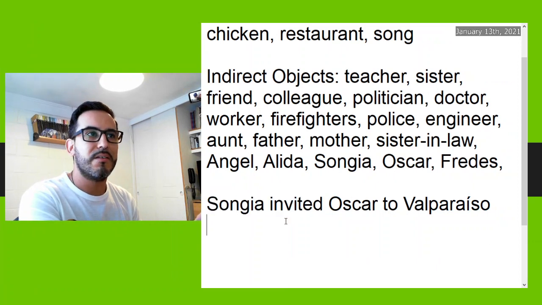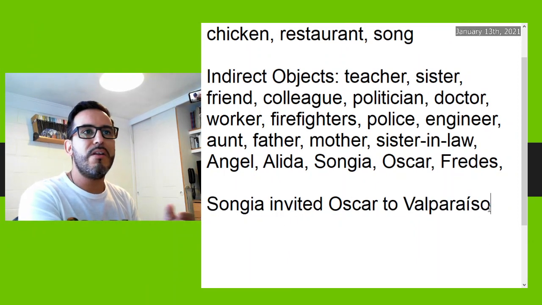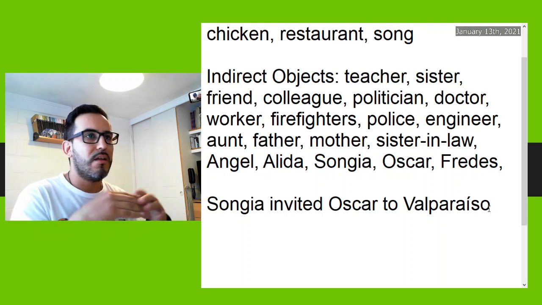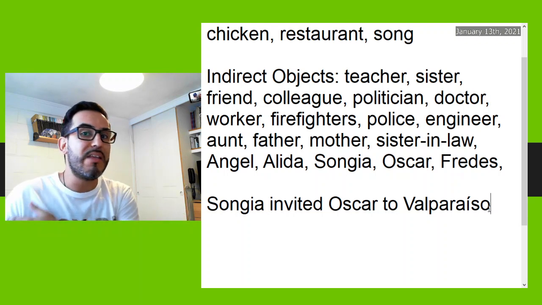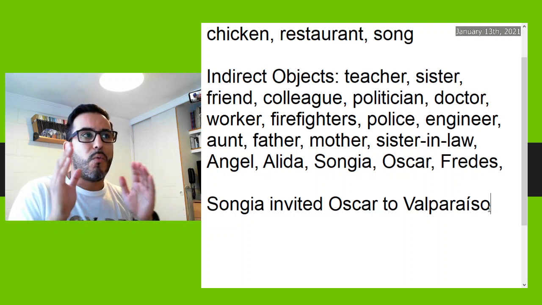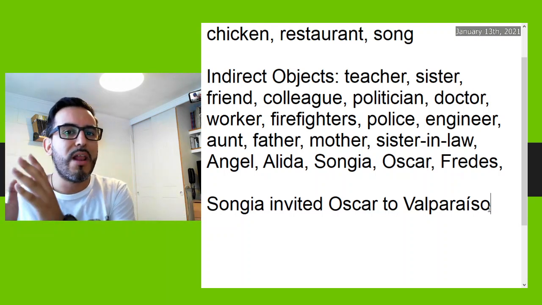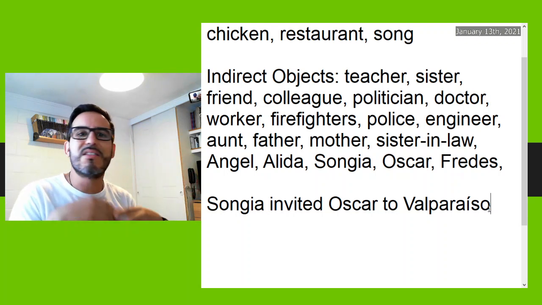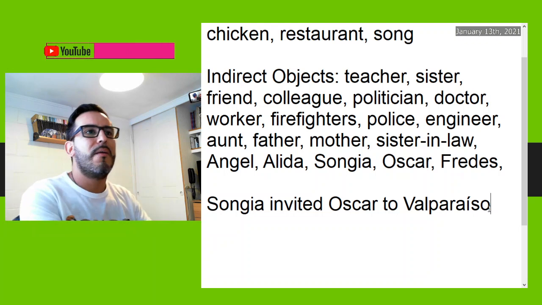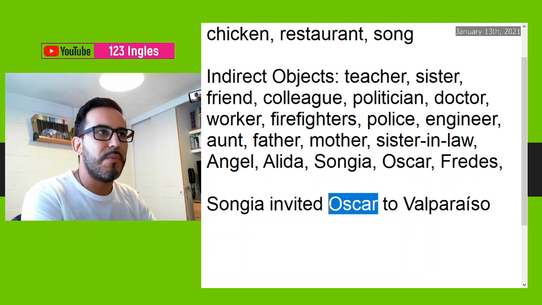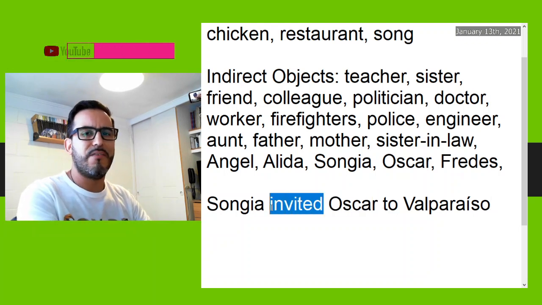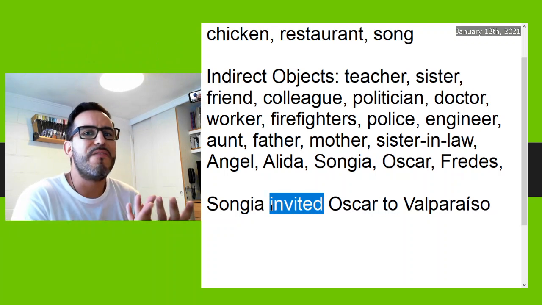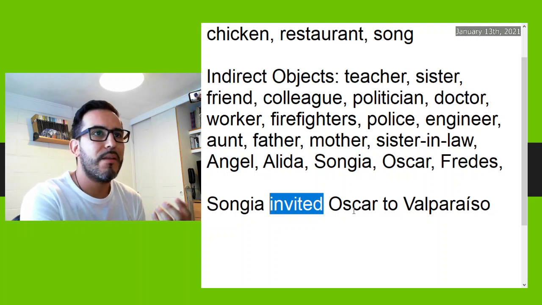He is invited. To Valparaíso here is just a circumstance. It's just a complement. Okay? We don't care about to Valparaíso now. We are paying attention to the two elements, Sonja and Oscar. Alright? Valparaíso in this case is not part of the objects, because Valparaíso is not invited. Valparaíso is a place. Okay? Valparaíso is a location. Valparaíso is not invited. Yeah?